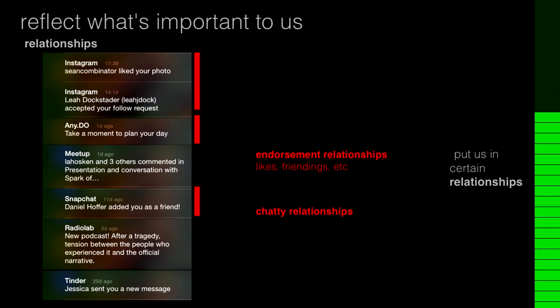Another thing that I mean when I say the screen needs to reflect what's important to us is that there's certain relationships that lock screens put us in, and those relationships might not be the relationships that are important to us in the morning. So, here, for instance, there's notifications that have put us in relationships that are about endorsement, like people are liking our content or are friending us, they're endorsing us. It's like writing letters of recommendation for each other or something like that. It's not necessarily the kind of relationship that you want to be in first thing in the morning.